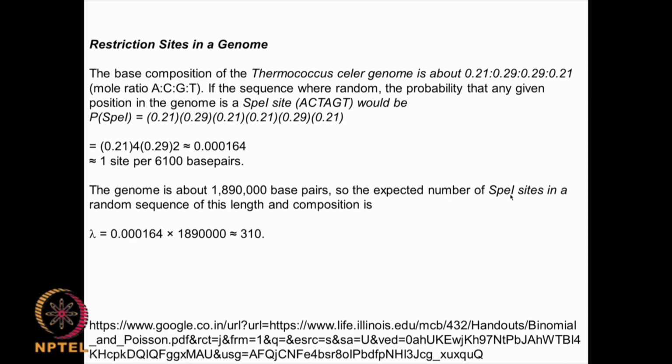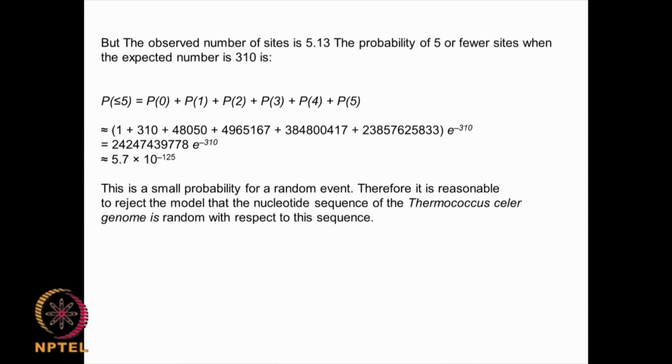So, the expected number of SPL sites in a random sequence of this length and composition will be 0.00164 multiplied by this, so we get lambda equal to 310. Okay. So, we can substitute that into our equation for less than 5.